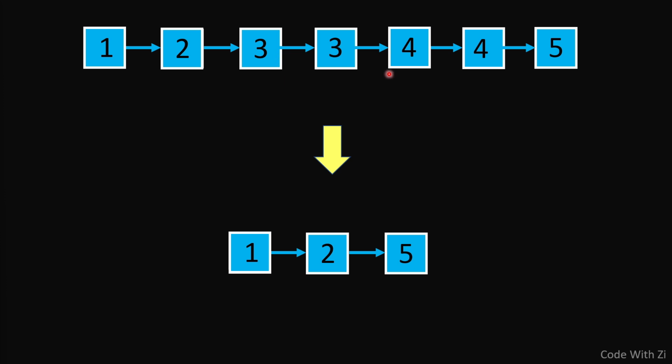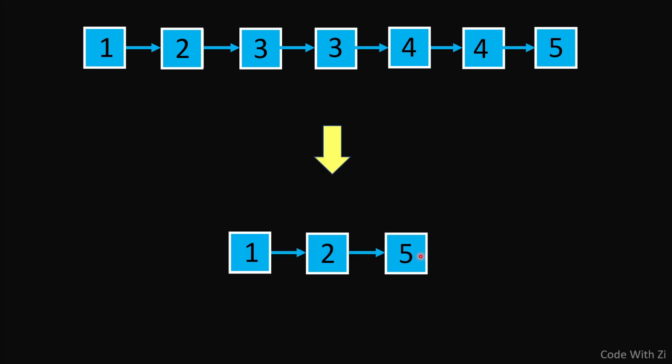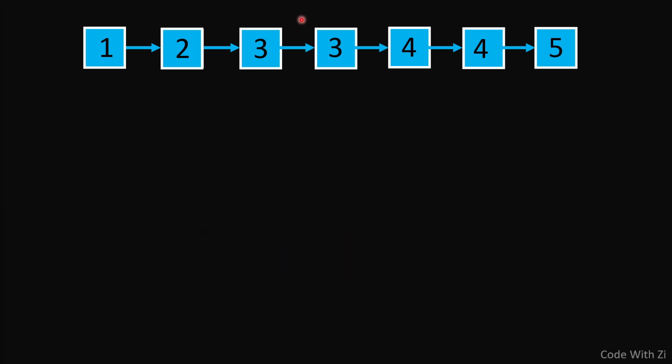The number 3 and the number 4 have duplicates, so you have to delete all of the occurrences of 3 and 4. And therefore we go from 1 to 2 to 5. And then as you can see, the question says we have to only leave distinct numbers from the original list, and at the end we have to return the linked list sorted as well. As you can see, this is sorted. Alright, let's see how we can solve this. Let me bring this down here.